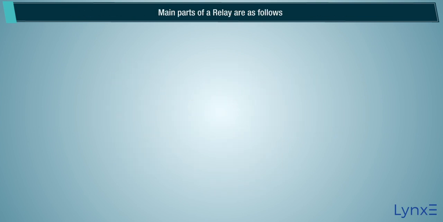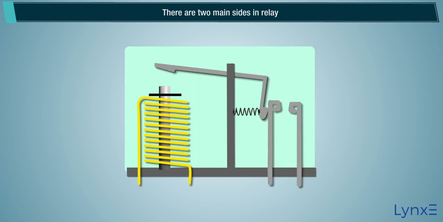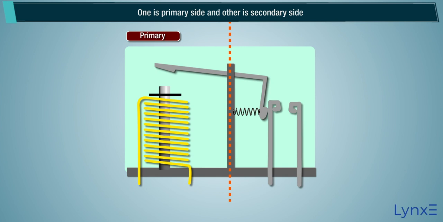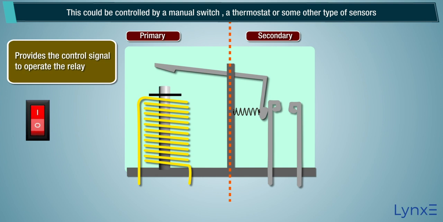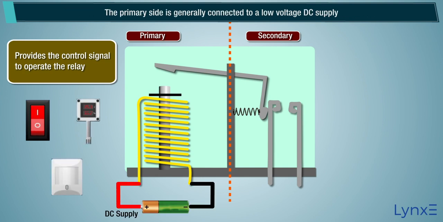Main parts of a relay are as follows. There are two main sides in a relay. One is the primary side, and the other is the secondary side. The primary side provides the control signal to operate the relay. This could be controlled by a manual switch, a thermostat, or some other type of sensor. The primary side is generally connected to a low voltage DC supply.